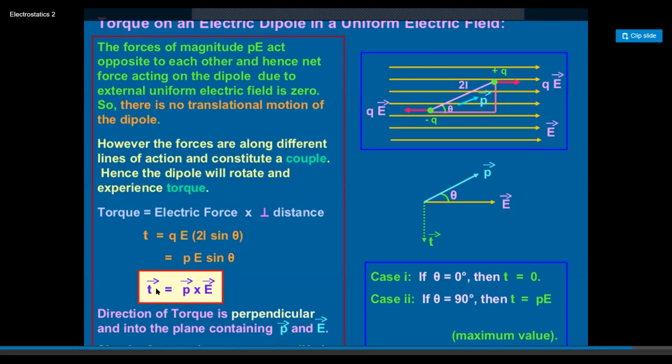So tau vector, here it is written T but it is tau, is P cross E in the vector form.